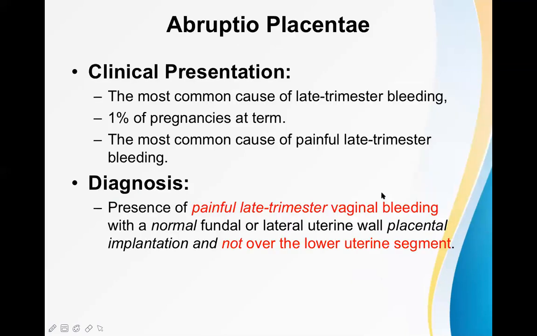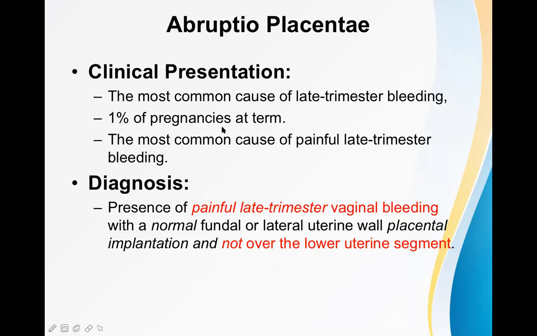Now, what are the clinical presentations of abruptio placentae? Means what happens to the lady? How do we diagnose? Let's talk about that. Regarding the clinical presentation, the most common presentation is late trimester bleeding, and this abruptio placentae is the most common cause of late trimester bleeding as well. So you don't need to think otherwise. Just say this is the number one cause of late trimester bleeding.